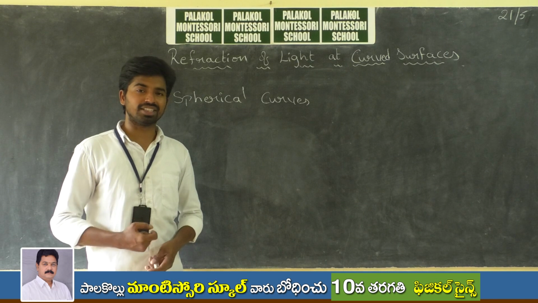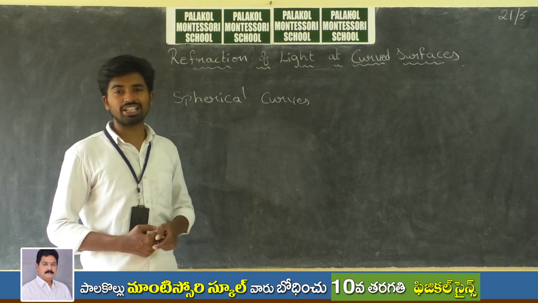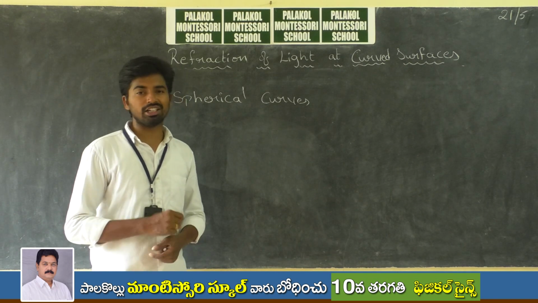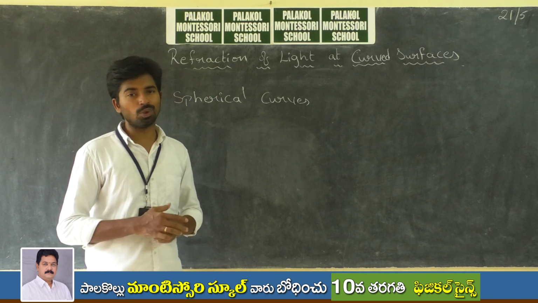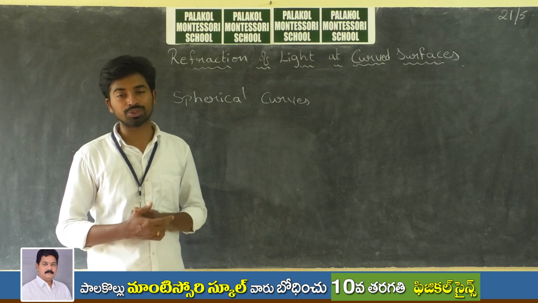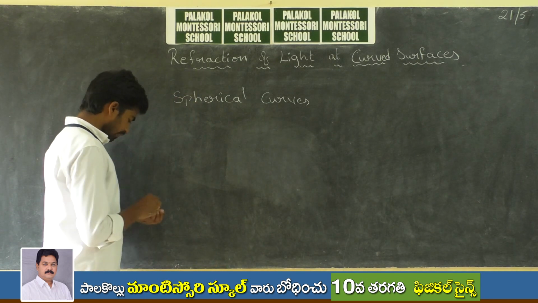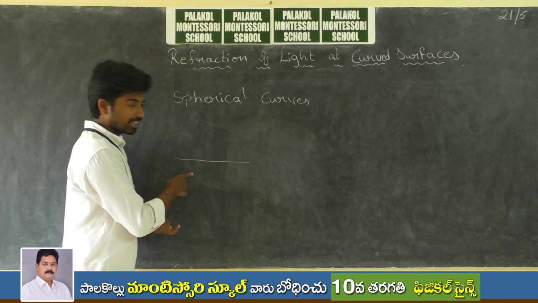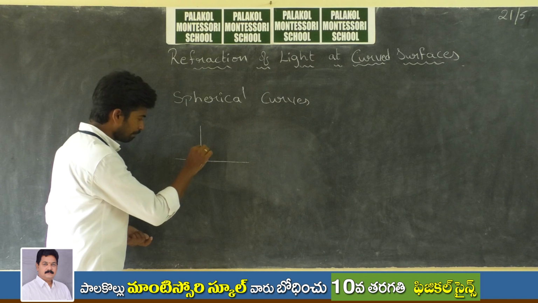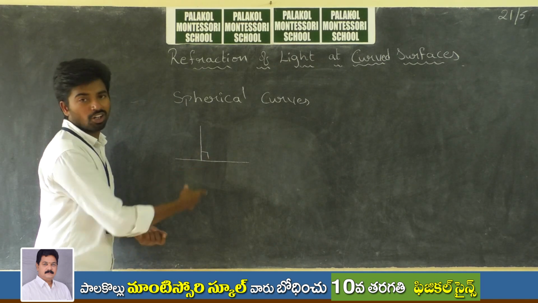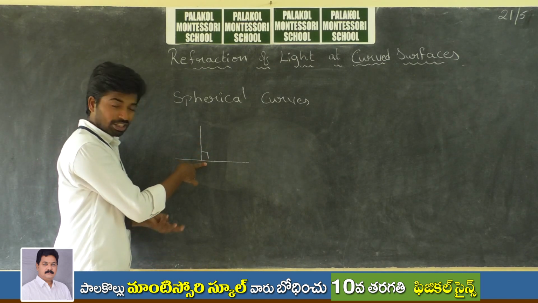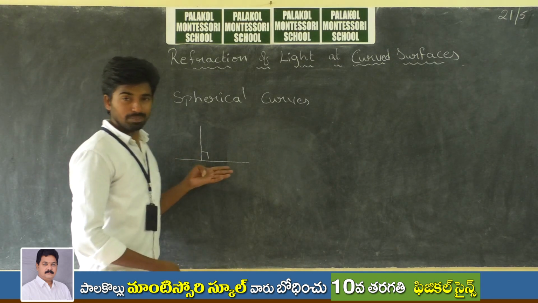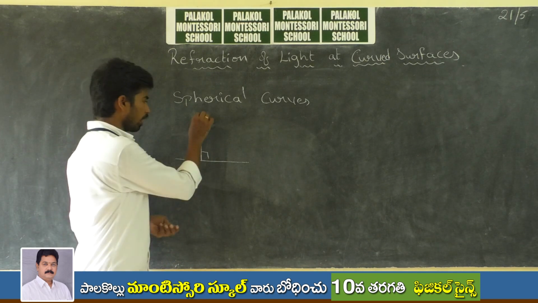In the previous lesson, while studying the refraction of light, in order to measure the angle of incidence or angle of refraction, you need to know about the normal line. For example, if it is a plane surface, the normal line is perpendicular to the surface. What is the normal line? The line drawn perpendicular to the surface is called the normal line.